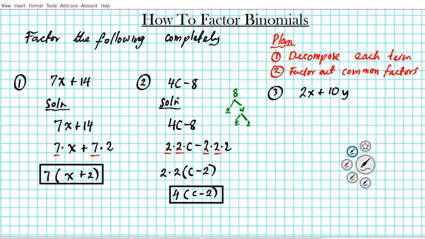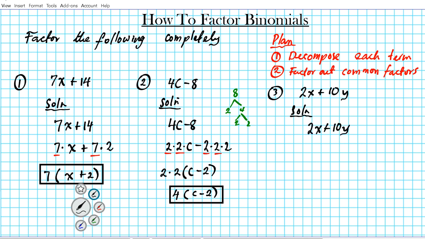All right, we're going to follow the same procedure that we used for 1 and 2. So let's rewrite the problem. 2x plus 10y. We're going to go ahead and decompose: 2 times x plus, if you break down 10, it's 2 times 5 times y.